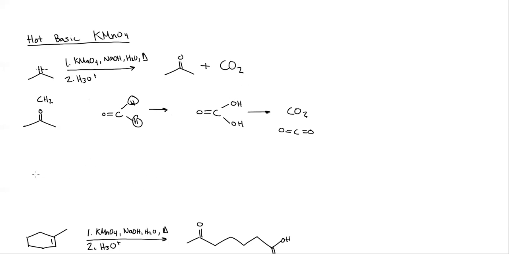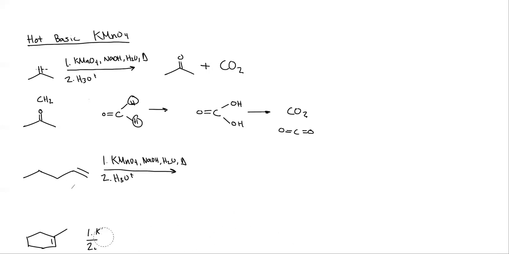Let's do one more example with that. Let's do this one. Water and heat, and then as a second step, I just add my acid in. So if we cleave this bond right here, let me erase this stuff down here so that it's not in the way. If I cleave this bond, then I get this, but this has a hydrogen on it. This is an aldehyde, so that hydrogen's going to get oxidized into a carboxylic acid.